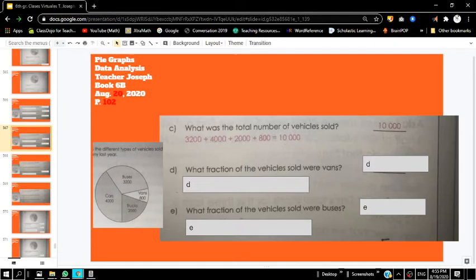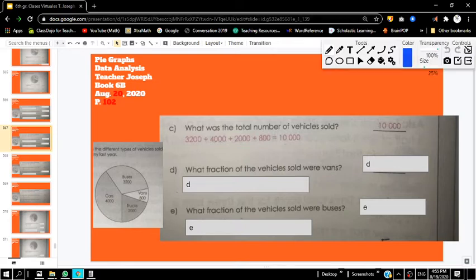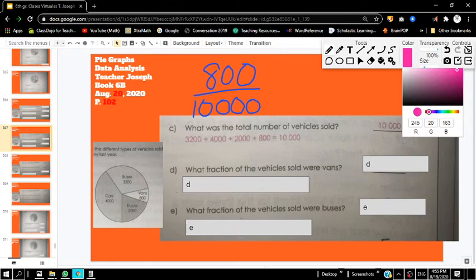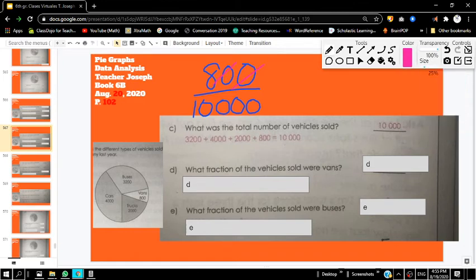But we could also show that with a fraction. 800 over 10,000, which I can show right here. All right. I'm going to divide both sides by 100. So once I divide both sides by 100, my final answer is 8 over 100, which is the same as our decimal we got from our calculator.